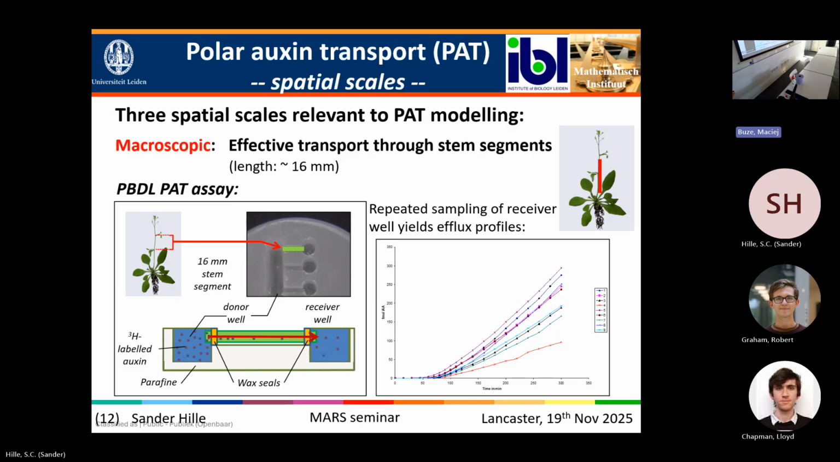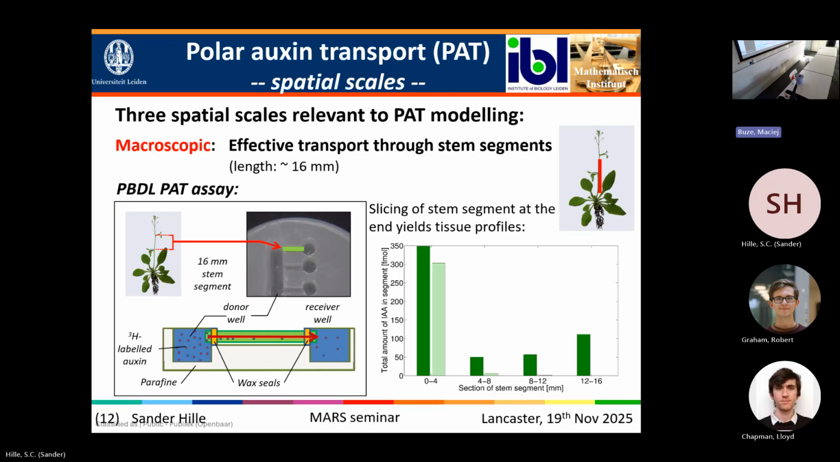And here, this is typical, you see the biological variation in transport behavior among different plants of the same genotype. But what you can also do at the end of the experiment is take out the stem segment and cut it in pieces, and then measure the oxygen content of each of the pieces. So then you get what we call a tissue profile, like this.